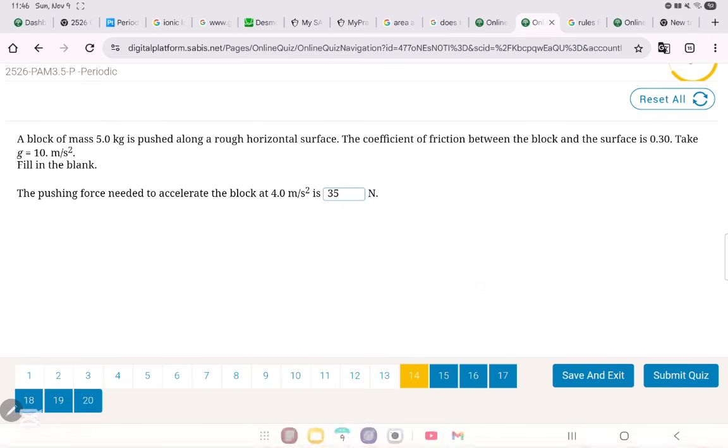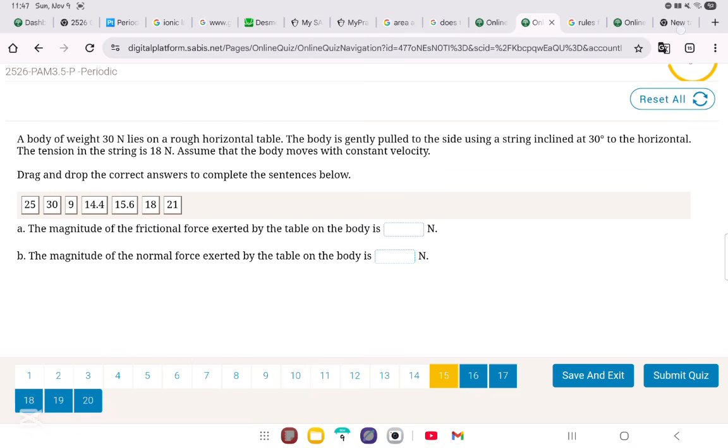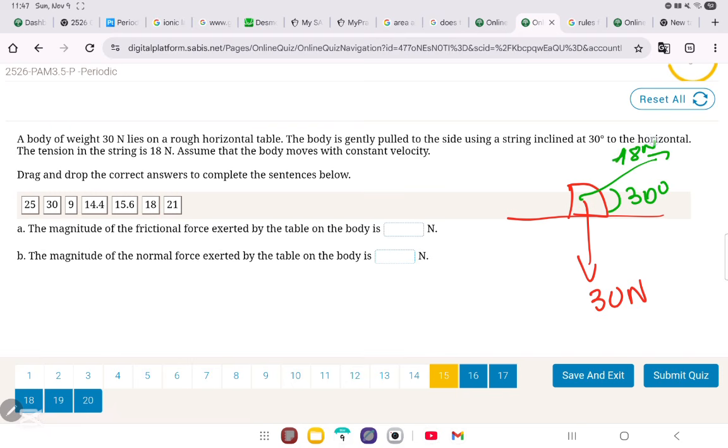We'll move on to question number 15. What does it say? They told us a body of weight 30 newtons lies on a rough horizontal table, right? So it has a weight of 30 newtons. They told us that the body is gently pulled to the side with a string at an inclined angle of 30 degrees to the horizontal. The tension in the string is 18 newtons, and we need to find also the value of the normal push. Assume that the body moves with constant velocity. What does it mean directly? That means that sigma Fy equals 0, sigma Fx equals 0.